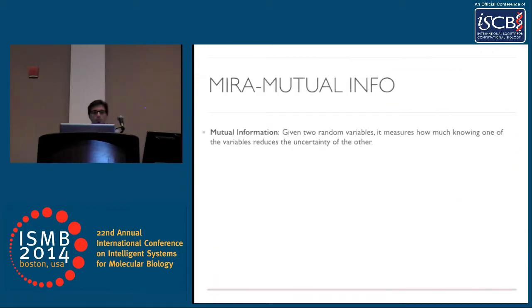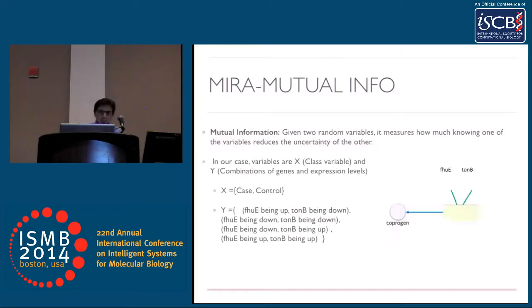Let me talk a little bit about the mutual information. So given two random variables, it measures how much knowing one variable reduces the uncertainty about the other one. So in our case, we have two variables. X is the class variable being case or control, and Y is the combination of genes and their expression levels. Let's assume I have discretized the expression levels using a function or something. So in this simple example over here, I have just two levels, a gene being up or down. So my X variable will be case or control, and my Y variable will be the first gene being up, second gene being down, first gene is down, second is down, and so on. So 4 possible values.